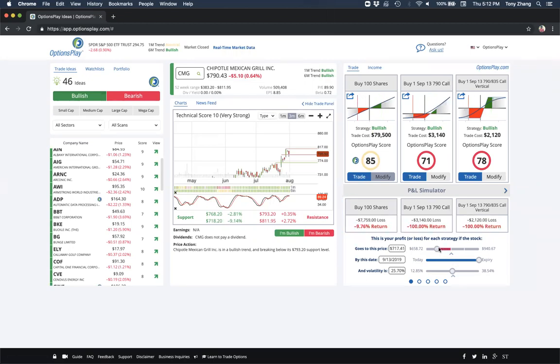In the case the stock plummets, I'm only risking $3,100 as opposed to $6,000 or $7,000 when I bought 100 shares of that stock. So that's how I would evaluate this specific position.